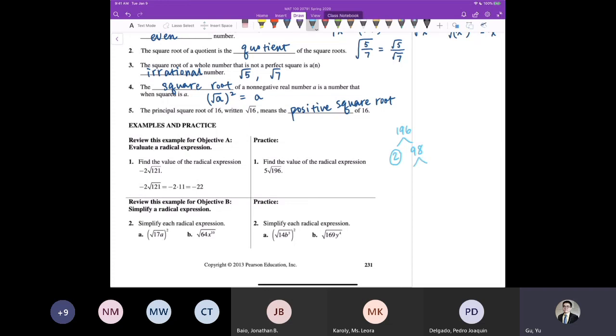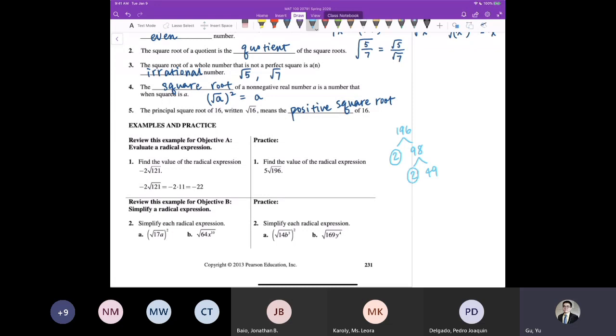We keep doing this for 98. We're going to break it into a pair of numbers. 98 is, again, an even number, so you could divide it by 2. And the other number will be 49. Yeah, 49. And then we circle 2.